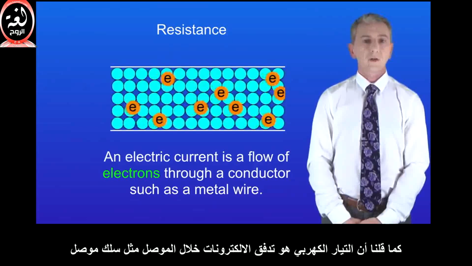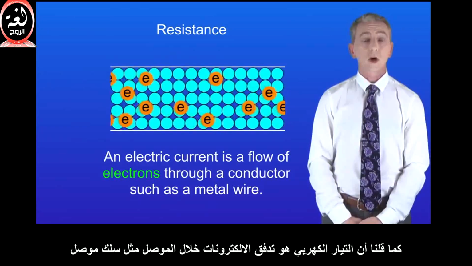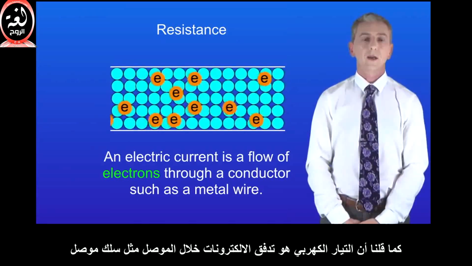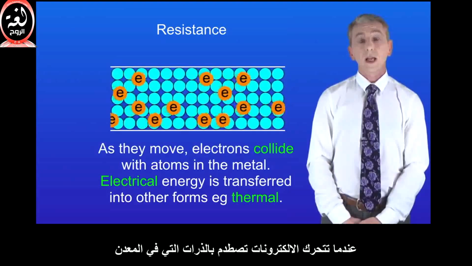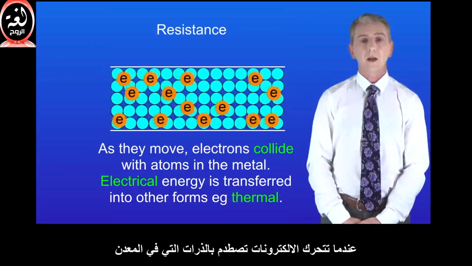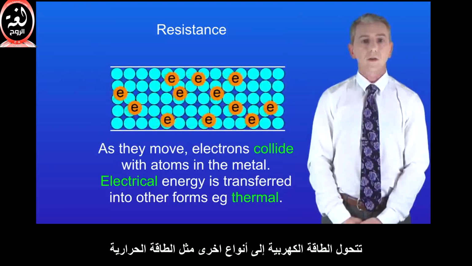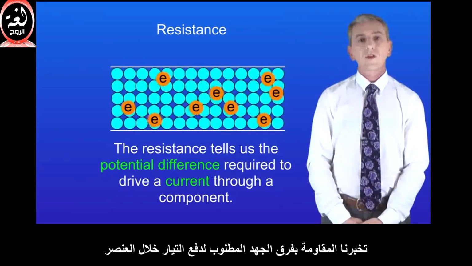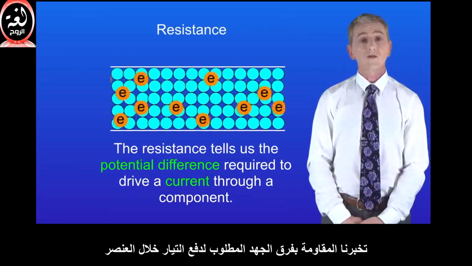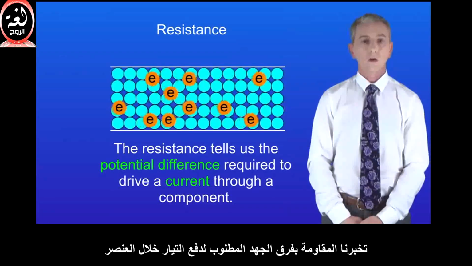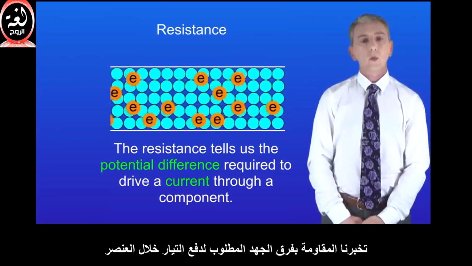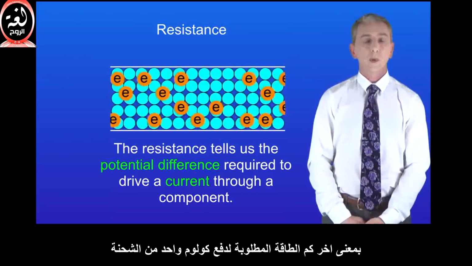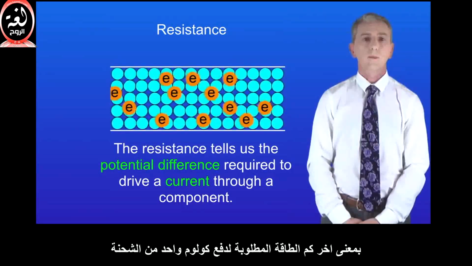As we've said, an electric current is a flow of electrons through a conductor, such as a metal wire. As they move, electrons collide with atoms in the metal. Electrical energy is transferred into other forms of energy, for example thermal. The resistance simply tells us the potential difference required to drive a current through a component. In other words, how much energy is required to push a coulomb of charge through.